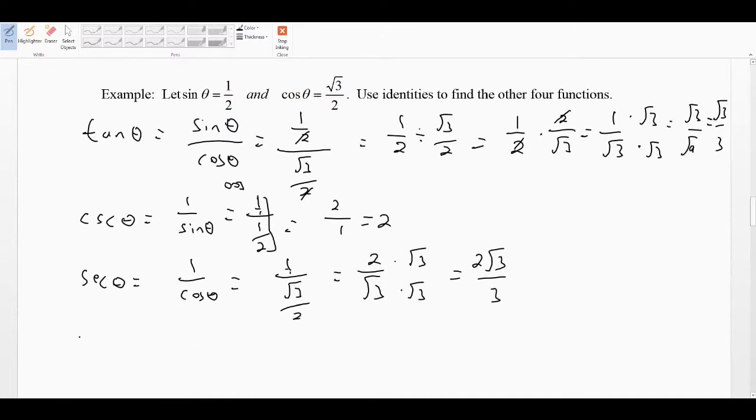And then the last one we're going to do is cotangent of theta, which is, well, I can use cosine over sine if I want to. I don't even have to do that, because that's the same as 1 over tangent of theta. We've already found tangent of theta is the square root of 3 over 3. And once again, that just means that we're going to take the bottom and flip it over. That's 3 over square root of 3.